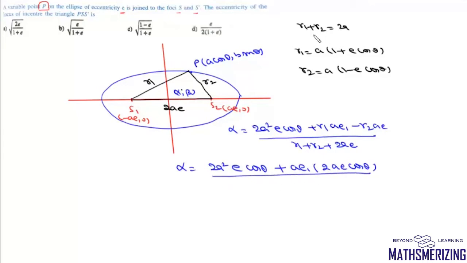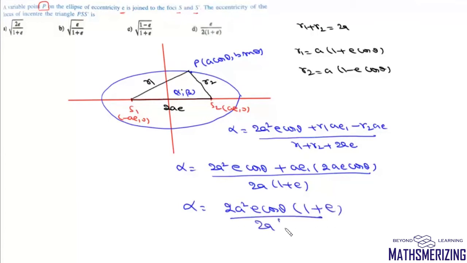Now we also know that R1 plus R2 is 2A. So it will be 2A, and this is 1 plus E. Now here we'll take 2A square E cos theta common. We'll get this 1 plus E upon 2A, 1 plus E. So 1 plus E will cancel, 2A will also cancel. So we'll get alpha as AE cos theta.